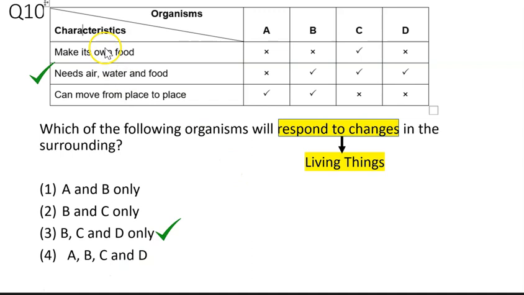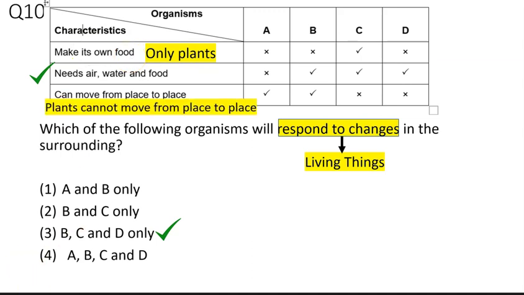Let's look at the remaining characteristics. Remember, only plants make their own food. Animals cannot make their own food. Plants cannot move from place to place, but animals can. So, only this characteristic is the characteristic of all living things.